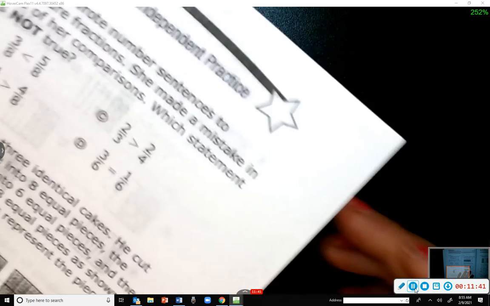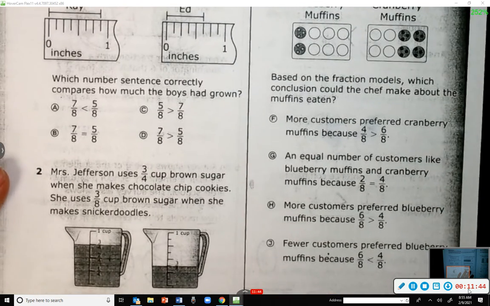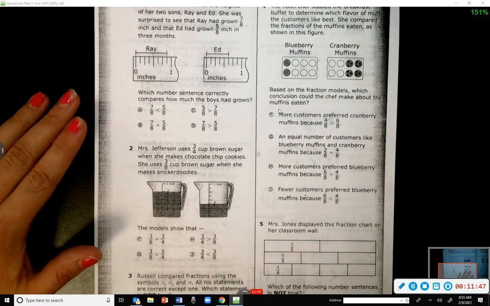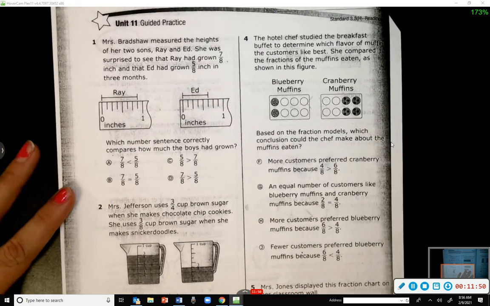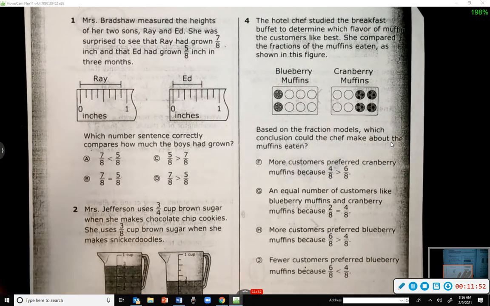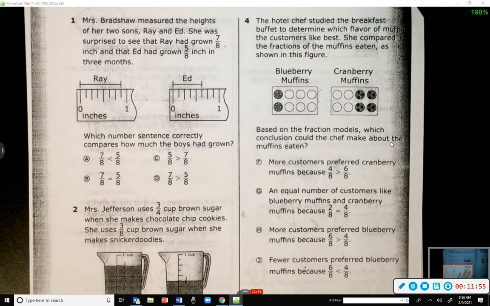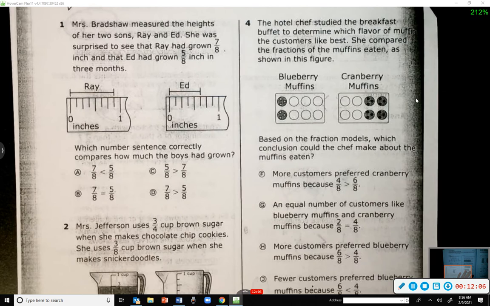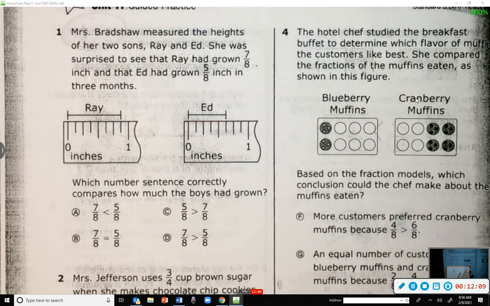Okay, let's do a few more together. That front page is usually the easiest page, so we need to do a few more of the hard ones together before I send you off. Okay, number 1. All right, Kelsey, you can read. Miss Bradshaw measured the heights of her 2 sons, Ray and Ed. She was surprised to see that Ray had grown 7/8 inch and that Ed had grown 5/8 inch in 3 months. Which number sentence correctly compares how much the boys had grown?